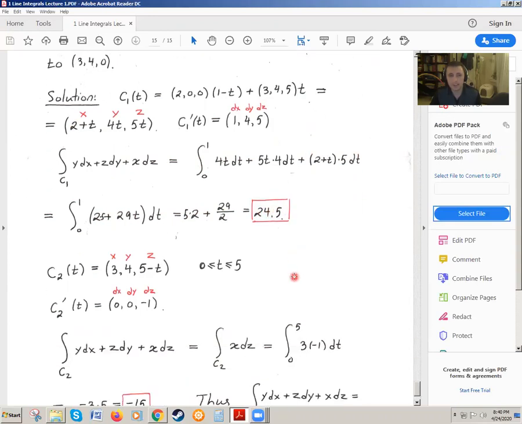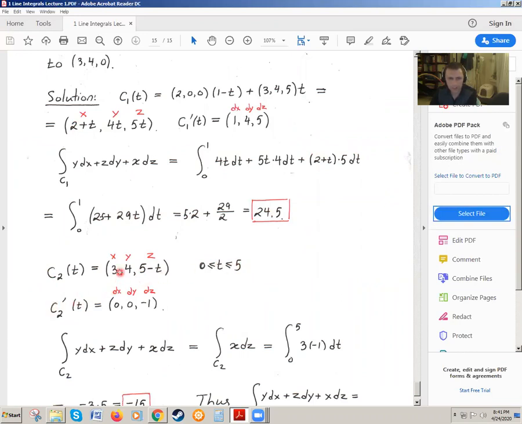Now over the second piece of the curve, let's call this C2. The parameterization that I decided to pick, since I'm moving vertically and only changing the z-axis, is that x and y are constants, so it's 3 and 4, and z is 5 minus t, because if t is equal to 0, I'm at 5, and when t is equal to 5, I'm at 0. So t varies simply from 0 to 5.